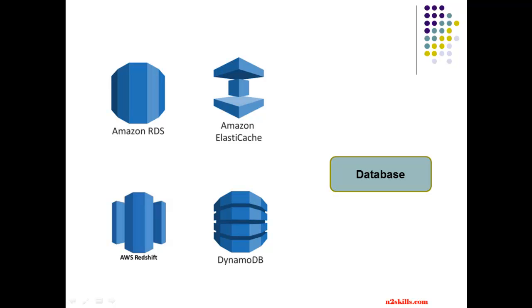Amazon Redshift is a fast, fully managed, petabyte scale data warehouse solution that makes it simple and cost effective to efficiently analyze all your data using your existing business intelligence tools. Alright, let's move to the next building blocks, which are application services and analytics.